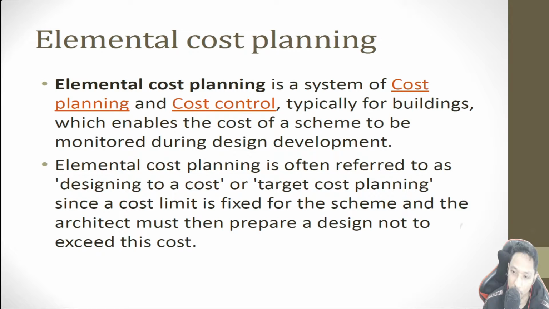Elemental cost planning is a system of cost planning and cost control used simultaneously, typically for buildings, which enables the cost for a scheme to be monitored during design development. It is often referred to as design to a cost or target cost planning, since the cost limit is fixed for the scheme and the architect must then prepare a design not to exceed this cost. In other words, the architect will design within the cost limit fixed by the client.